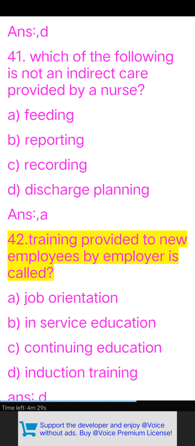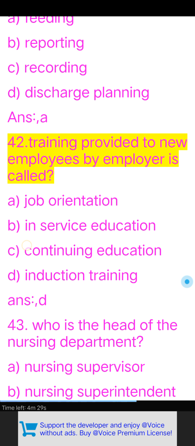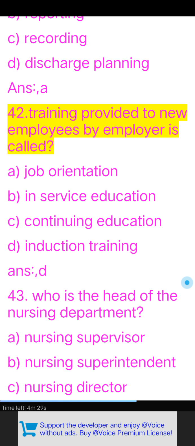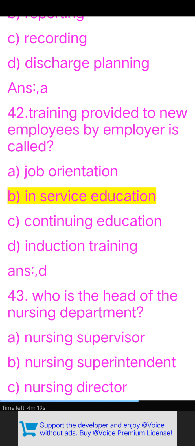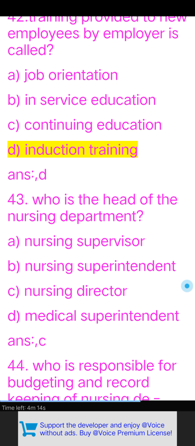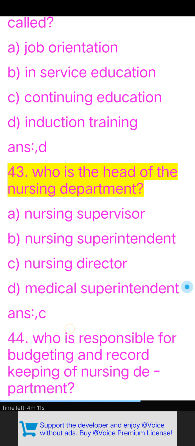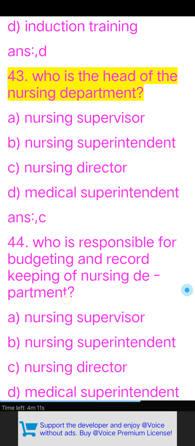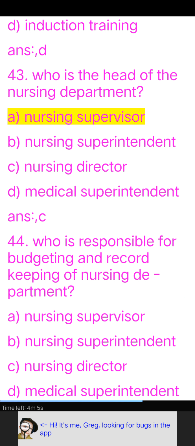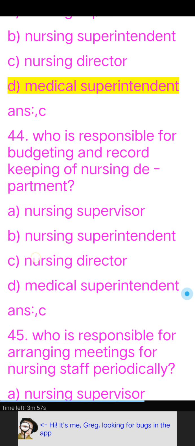Answer: A. 42. Training provided to new employees by employer is called a. A. Job orientation. B. In-service education. C. Continuing education. D. Induction training. Answer: D. 43. Who is the head of the nursing department? A. Nursing supervisor. B. Nursing superintendent. C. Nursing director. D. Medical superintendent.